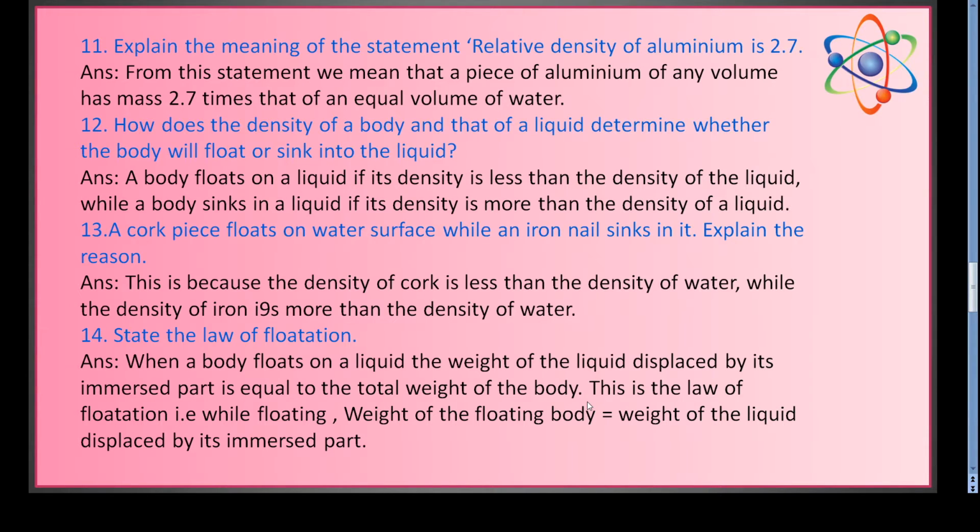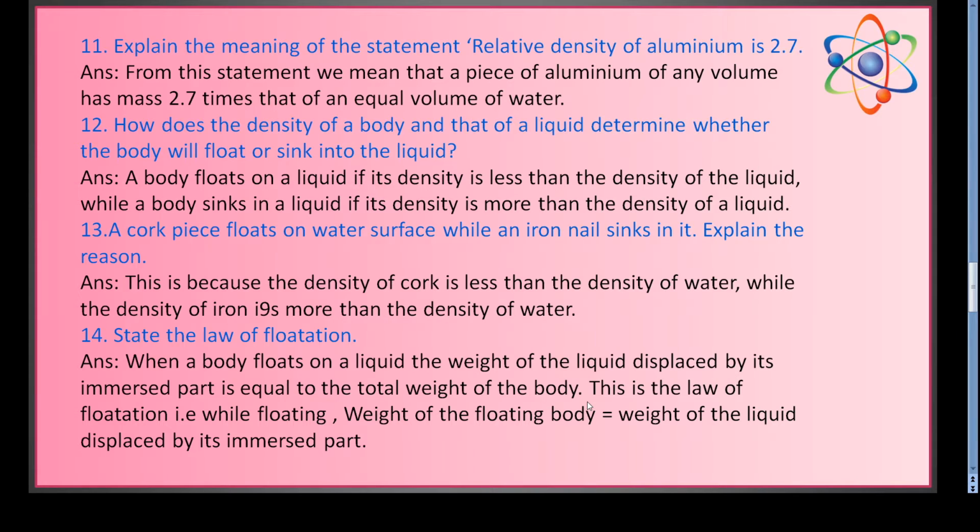Question number 12: How does the density of a body and that of a liquid determine whether the body will float or sink in the liquid? Answer: A body floats on a liquid if its density is less than the density of the liquid, while a body sinks in a liquid if its density is more than the density of the liquid.